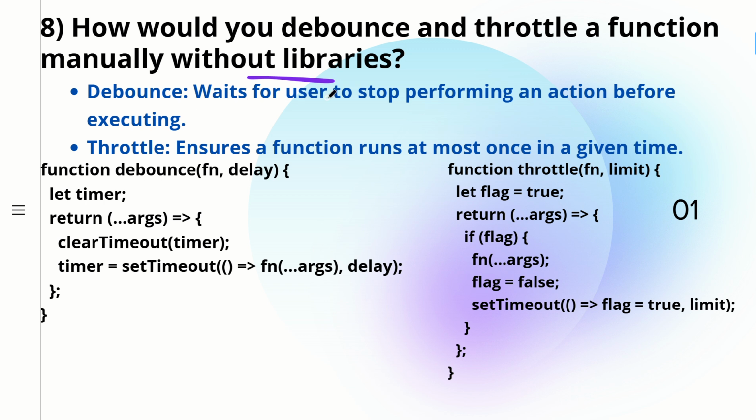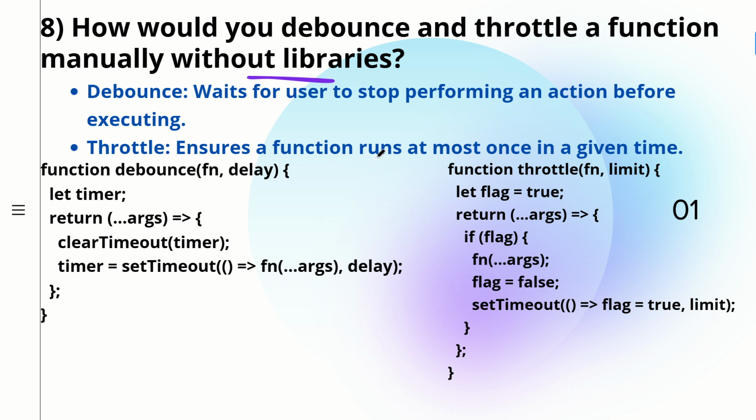Debounce waits for the user to stop performing an action before executing. So if the user is performing an action, before executing that function you have to wait for a certain interval of time, that is your debouncing. An example of debouncing could be, whenever the user is typing, let us give them some 300 milliseconds, let them type, and we will wait. Once they have stopped, then we will show them the autocomplete feature or the suggestion feature or something like that. So we will wait for the user to stop typing or stop performing a certain action.